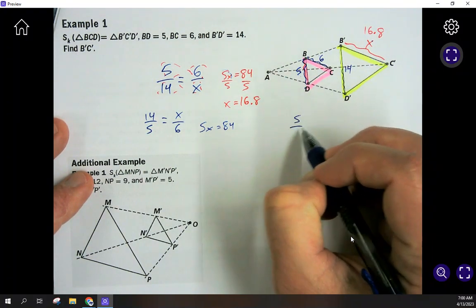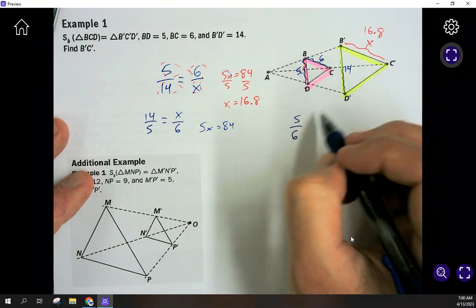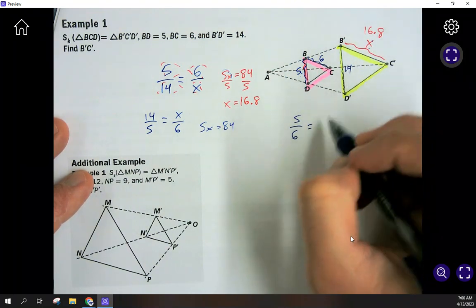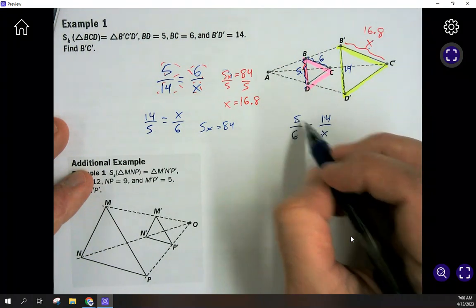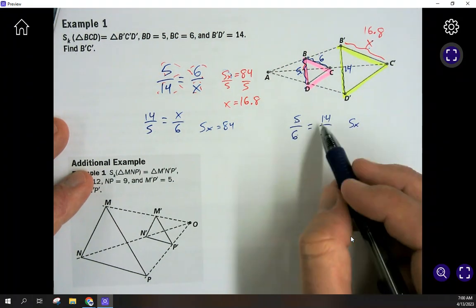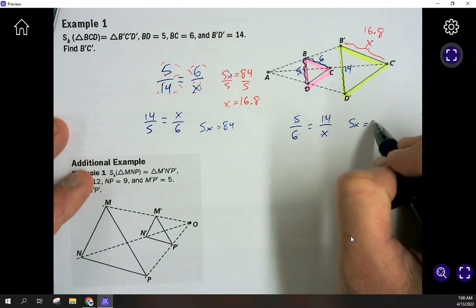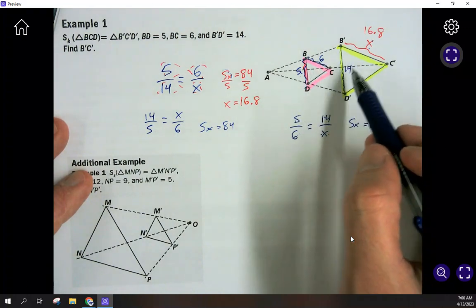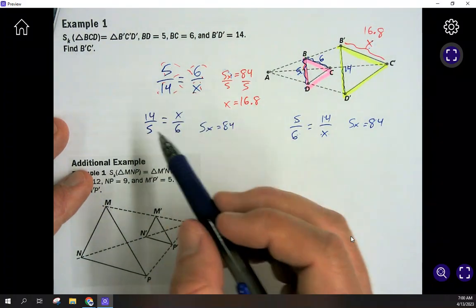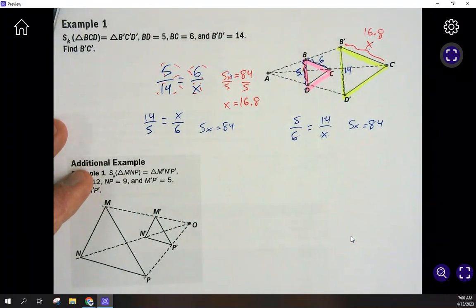So you can say 5 compares to 6 the same way that 14 compares to x. Notice, when I cross multiply, 5 is still being multiplied times x, 14 is still being multiplied times 6, and I get the same result. So you just need to make sure your comparison makes sense. There's lots of different ways to set this up, and then the cross multiplying will work.